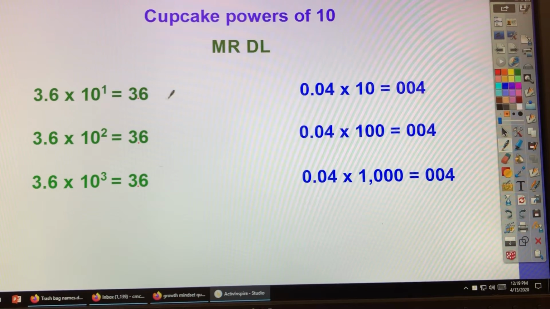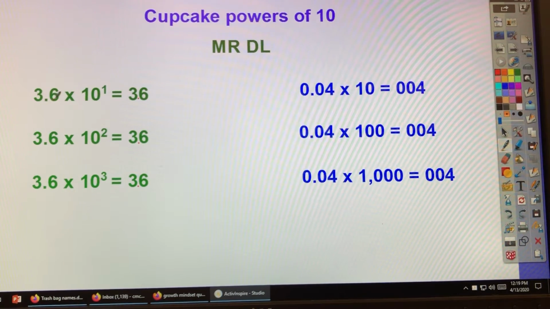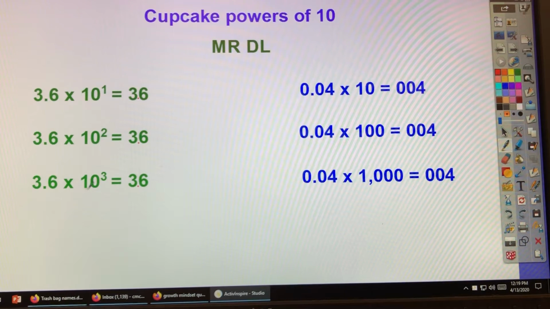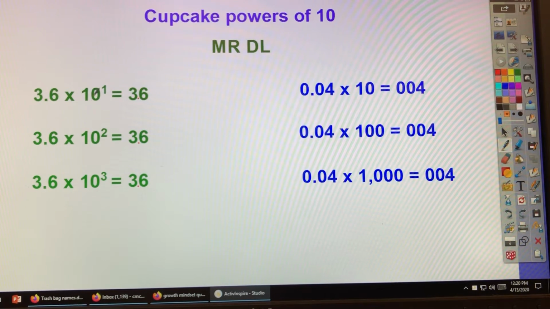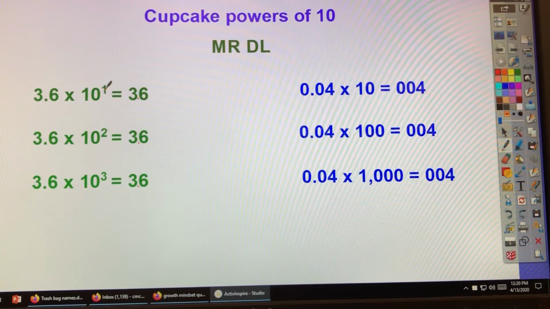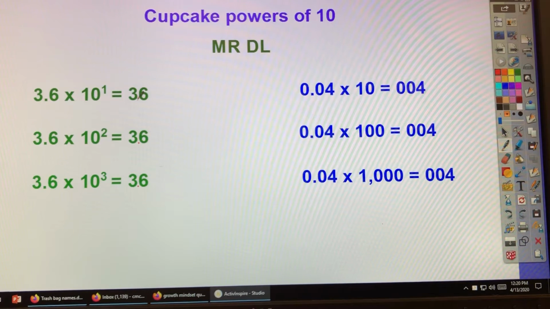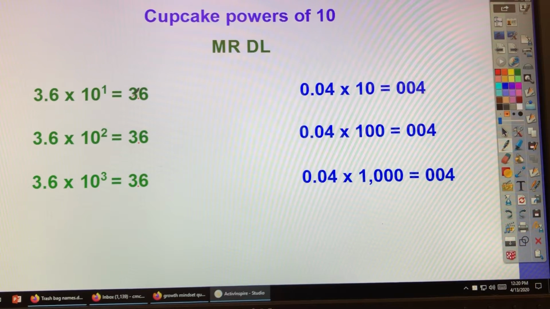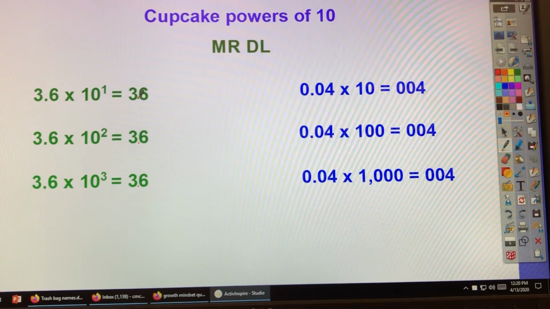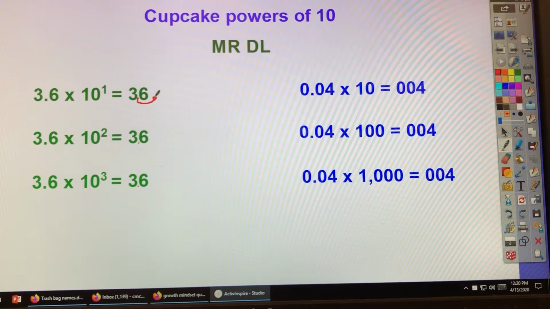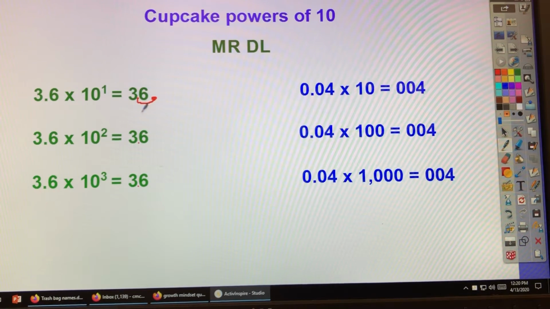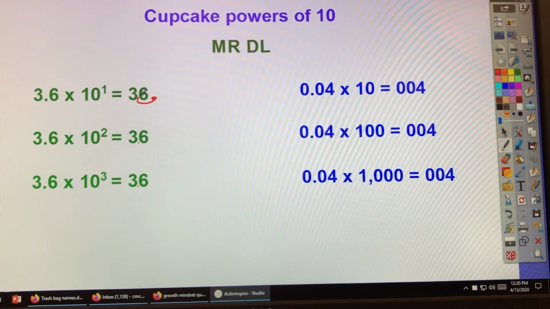Okay, first one, we have 3 and 6 tenths being multiplied by different powers of 10. So once again, 10 to the first power basically means 10, okay? And the number 10 has 1 zero in it, so we're going to move that decimal point one place to the right. So we have 3 and 6 tenths to start with. We're going to move that decimal point one place to the right. The decimal point is now out here, so this first answer would be 36.